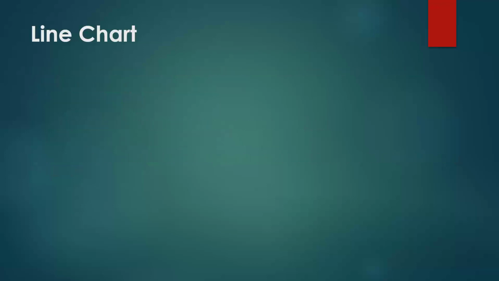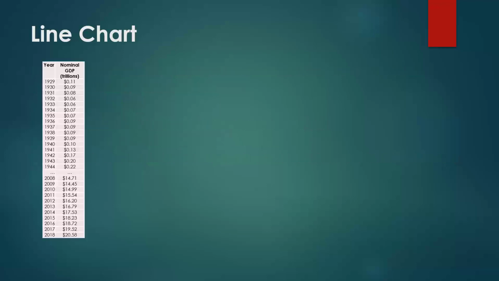Let's look at an example. So we have this data with just one quantitative variable and the year variable. Now, why is a line chart more suitable? Because I've got many rows of data. So 1929 through 2018. Of course, I have a break here because I've hidden some rows because not all the rows would fit here on this slide.